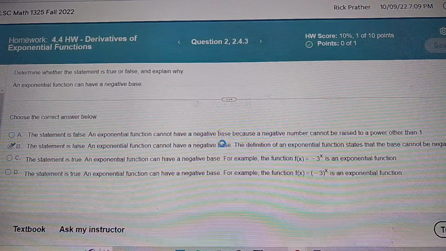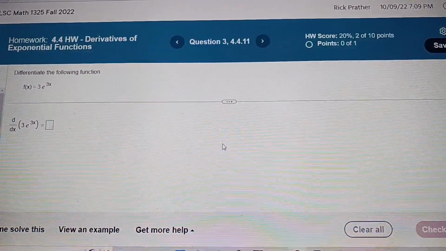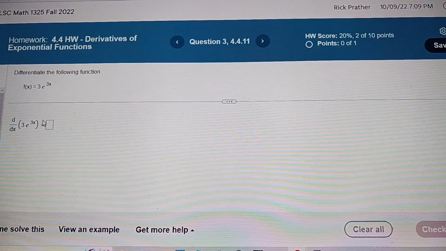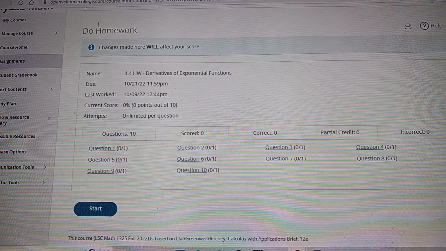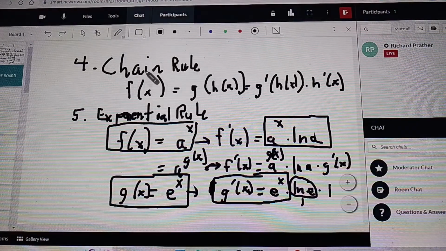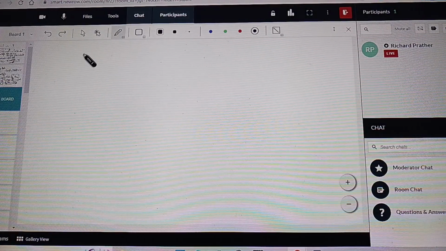So those two are just kind of FYI, so you know that. Here comes the first actual real problem. So I have f of x equals 3e to the 3x. Notice that e is a very common base. We're going to see most of the problems have that, where other bases will come up occasionally.